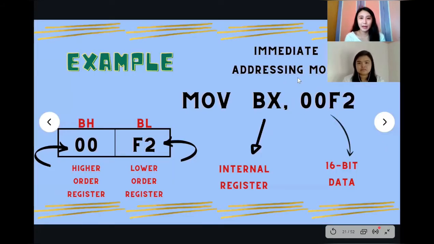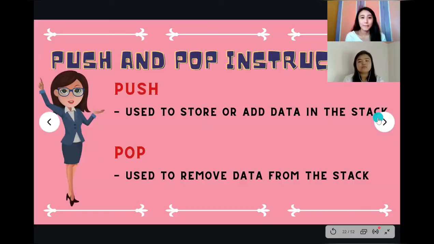So, ito, magbigay tayo ng example. Our example here is an immediate addressing mode. So, yung move, ito yon yung instruction mo. Register mo, internal register mo is BX, and then ito yung 16-bit data mo, yung 00F2. Tapos, yung register mo, meron niyang two parts. The first one is the BH, tapos yung second one, BL. Yung BH, yun yung higher order register, and then yung BL mo, yun yung lower order register. So, since ipapaghiwalay mo yan, dito sa higher order, dun mapupunta yung 00, tapos yung lower order, dun naman mapupunta yung F2.